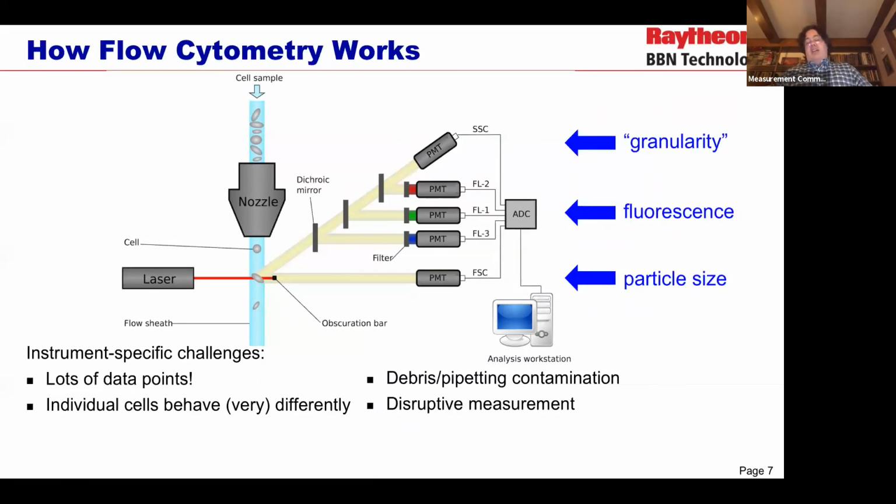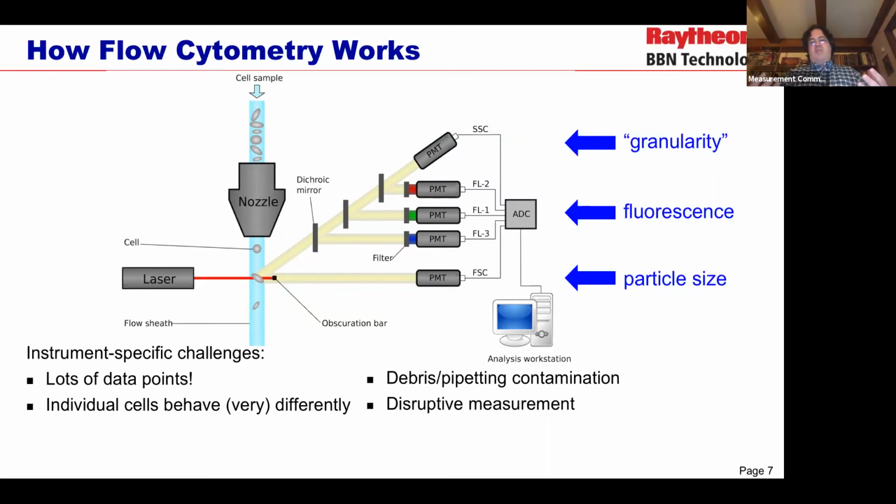Another challenge here is that, again, this is both a benefit and a challenge, that the individual cells you're looking at will behave often very, very differently from one another. The whole point here is we get to see that. But it means that you're going to have to think not just about a mean, but about understanding the structure of the distribution.